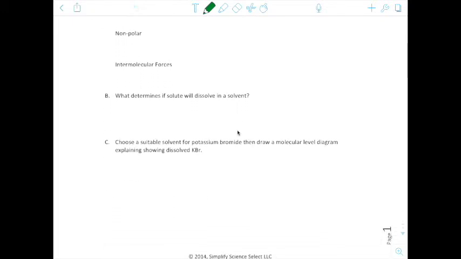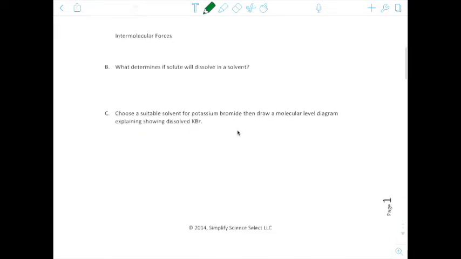B, what determines if a solute will dissolve in a solvent? Remember that like dissolves like, and so therefore polar will dissolve polar and nonpolar will dissolve nonpolar. Choose a suitable solvent for potassium bromide, then draw the molecular level diagram showing the dissolving of potassium bromide.